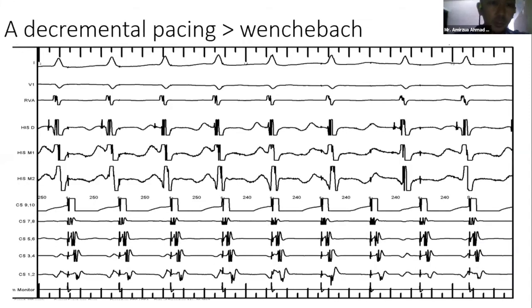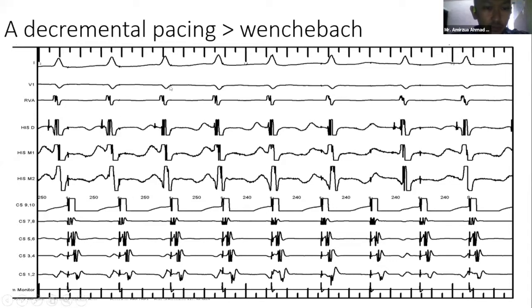Okay, here. The first maneuver protocol is decremental pacing. During the decremental pacing, we need to pace the atrium. Here we use CS910 as atrial pacing. By pacing at the CS910, we need to confirm is it A capture or not capture by seeing all the AEGM in the CS7856. Based on this intracardiac, we saw that by pacing at the 910, we capture the A. But does it conduct to the ventricle? Yes. A pace and V is captured.